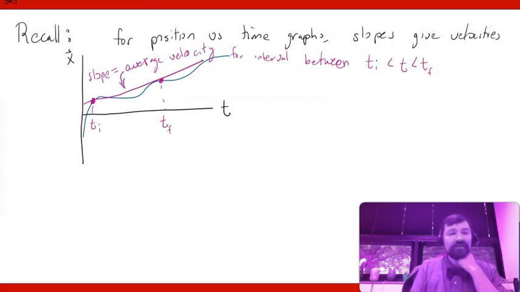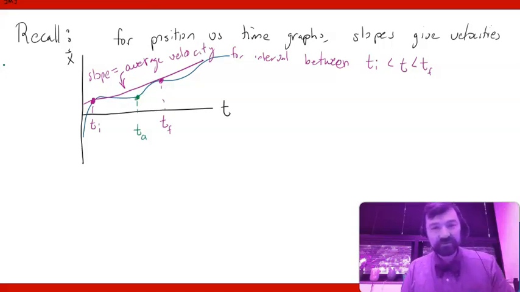On the other hand, if I pick a specific point on this line of best fit, say right here, and we just call this t sub A or something like that, and I make a tangent line, so this line is tangent at that point.